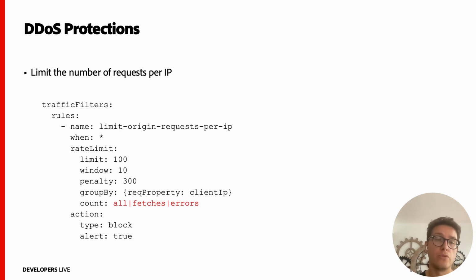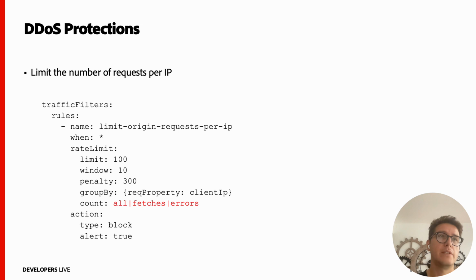So we highly recommend to use 3 of them, and to start with a high limit for the count all, a lower limit for fetches, and finally a quite low limit for errors. Another important notion here is the alert field under action. So basically, if alert is set to true, you will get an action center notification every time the traffic filter rule is getting triggered.